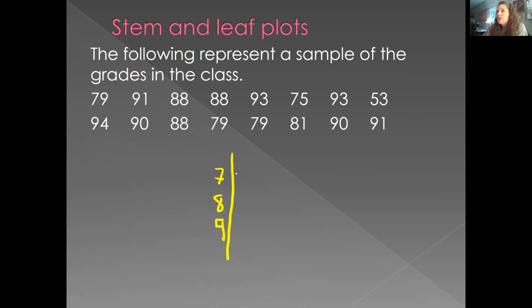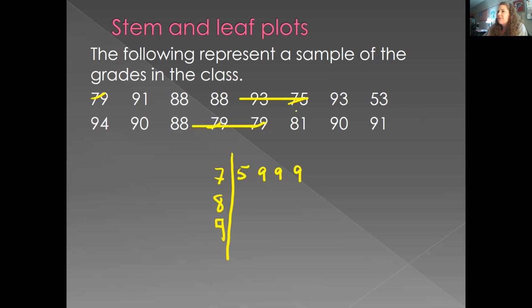All right, so then you look at all the numbers that start with a 7, and the leaves are the numbers in the ones place, and you put them in numerical order. So what's our smallest 70? We have a 75. Oh my goodness, we have 3 79s. 9, 9, 9. All right, so did I get all the 70s?